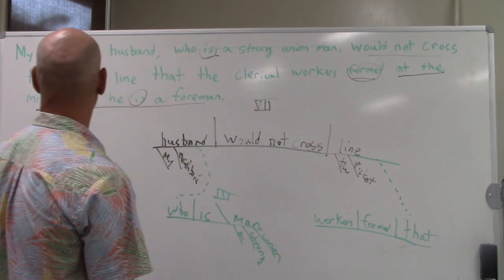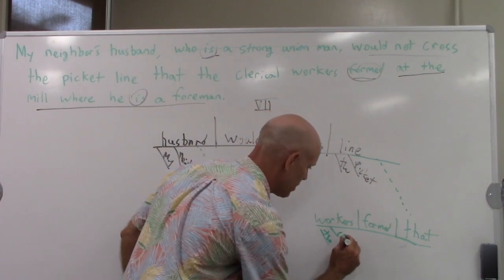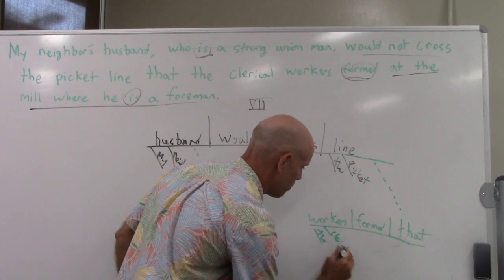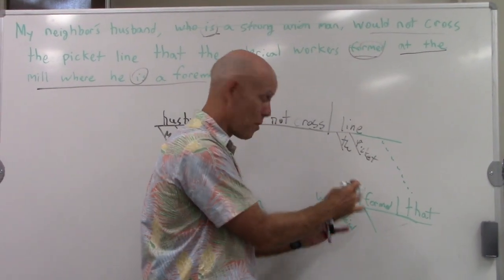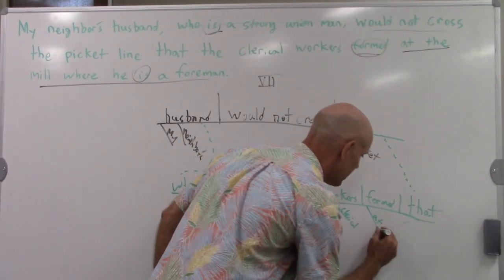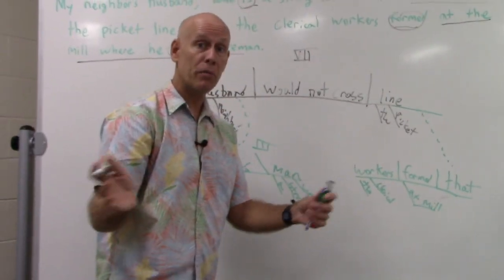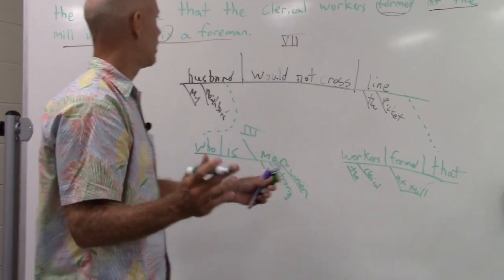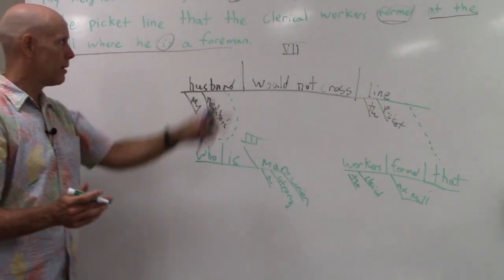Now, that the clerical workers, right, where'd they form it? They formed it at the mill. Okay, so time and place for form, right, goes over here at the mill. Now, which mill are we talking about? What kind of mill is it? The one mill where he's a foreman.